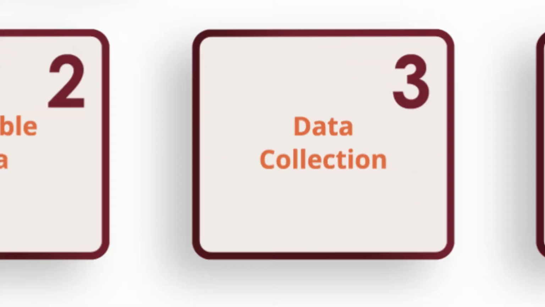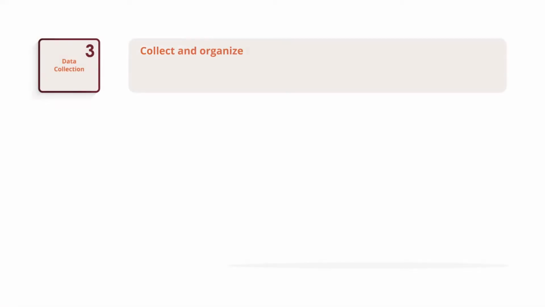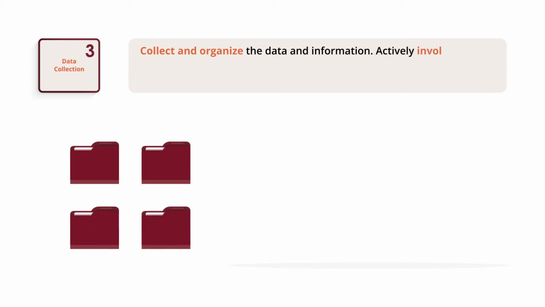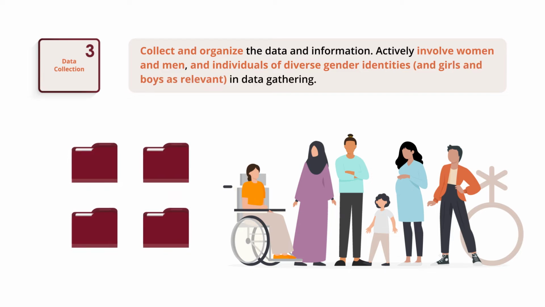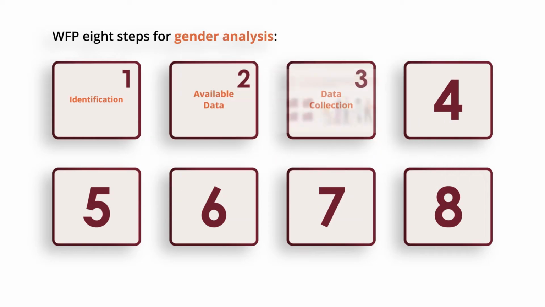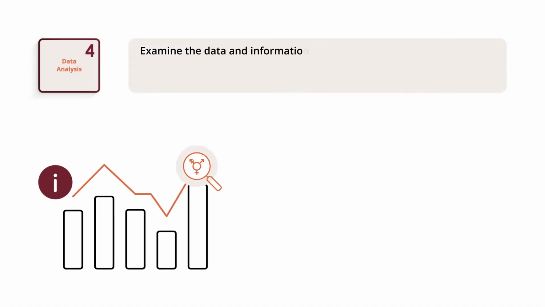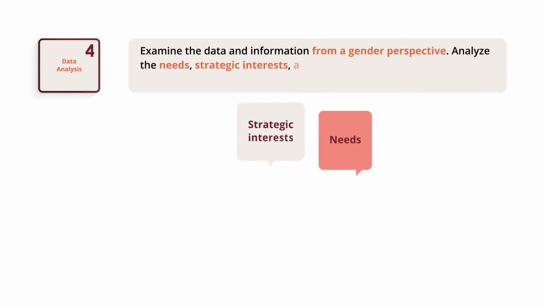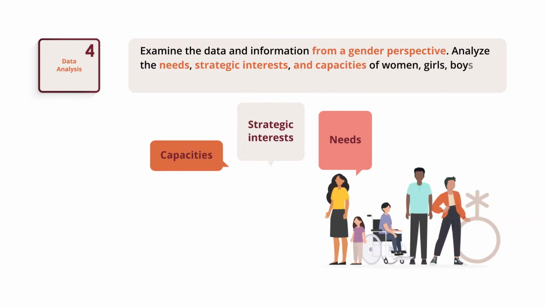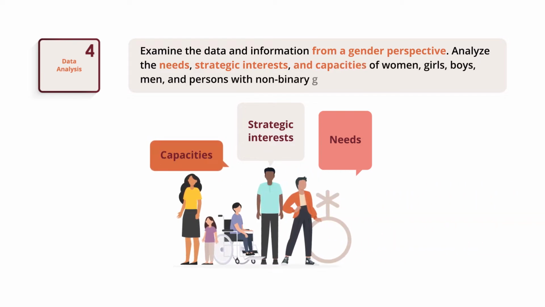Step 3. Collect and organise the data and information. Actively involve women and men and individuals of diverse gender identities and girls and boys as relevant in data gathering. Step 4. Examine the data and information from a gender perspective. Analyse the needs, strategic interests, and capacities of women, girls, boys, men, and persons with non-binary gender identities.